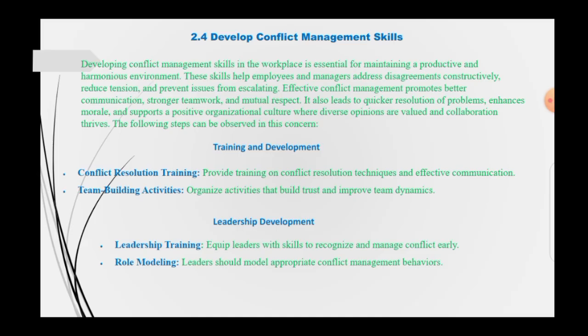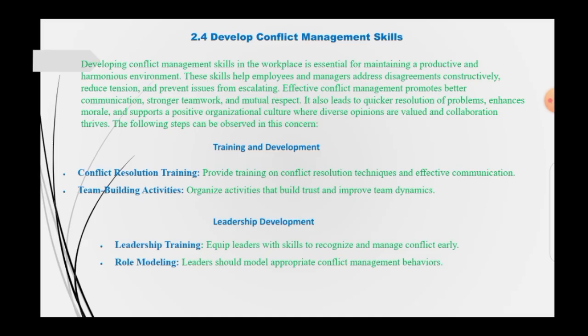Effective conflict management promotes a positive work environment by reducing tension, preventing escalation, improving collaboration, and fostering mutual respect among team members. Overall, it helps maintain productivity and strengthens relationships within organizations. Now, let's understand the points mentioned in the slide.